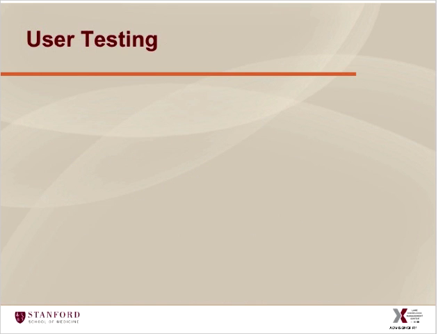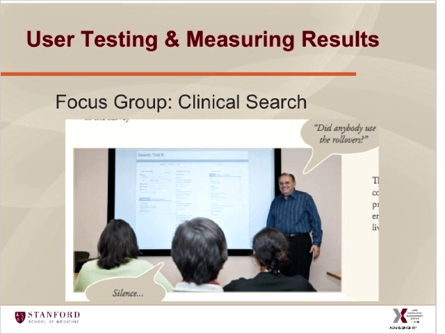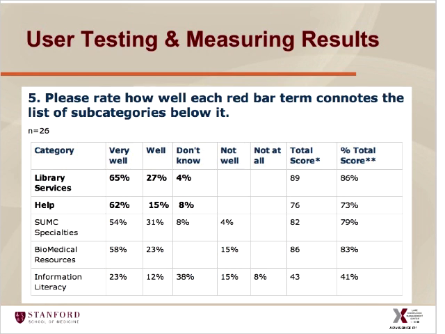Okay, what else do we got here? Okay, so user testing, we did a number of focus groups. This was one of the results of one of the navigation studies we did. These terms in the first column were the names that we were going to have in the gold bar. And so library services, we didn't end up using that.